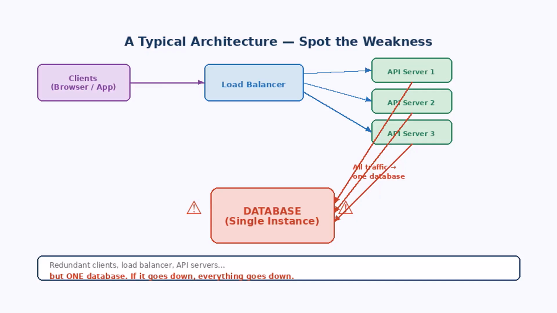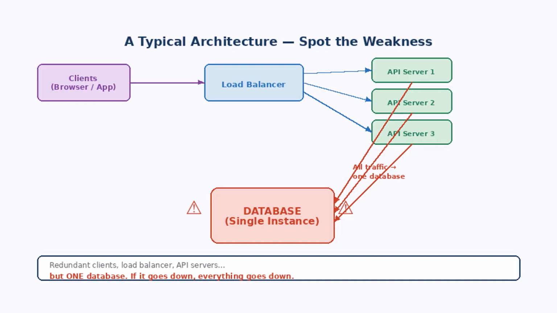Every architecture diagram has a database, usually one. Clients, load balancers, API servers, these are all redundant. If one API server goes down, the others handle the traffic. But the database? There's one.